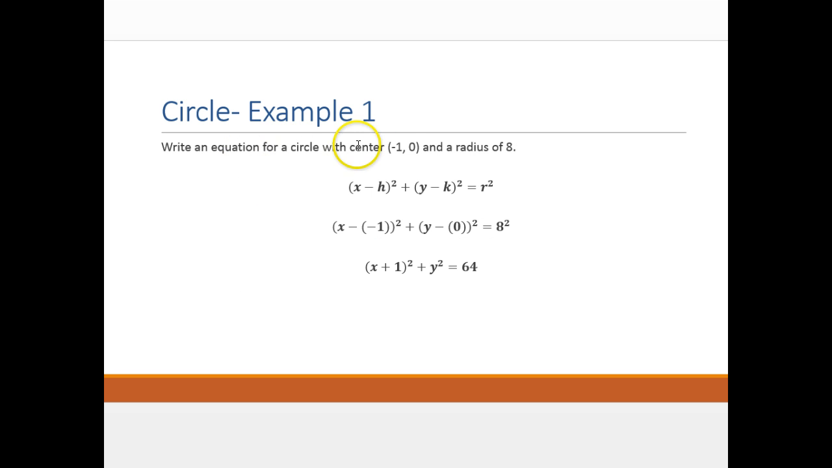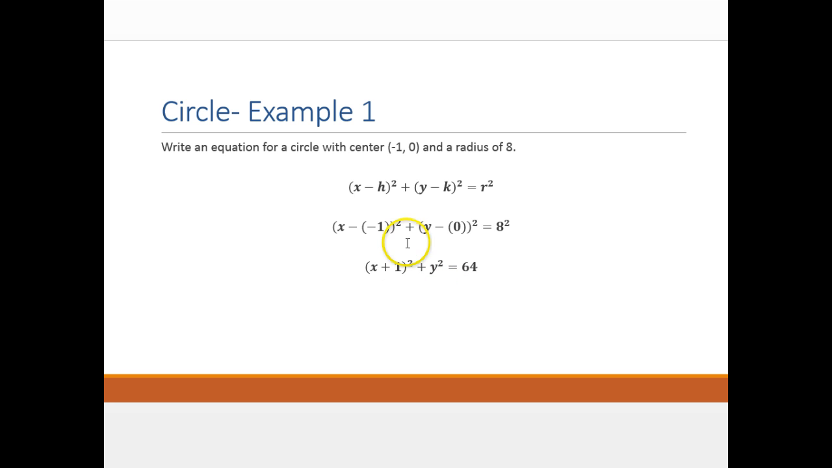Write an equation for a circle with center negative 1, 0, and radius of 8. So I start with my formula, x minus h squared plus y minus k squared equals r squared. So there's going to be x minus negative 1 squared plus y minus 0 squared equals 8 squared. Notice all I did was plug in for the h, the k, and the r. Now notice because this is negative, the x minus negative 1 becomes x plus 1 squared plus y squared equals 64. So this is my equation.